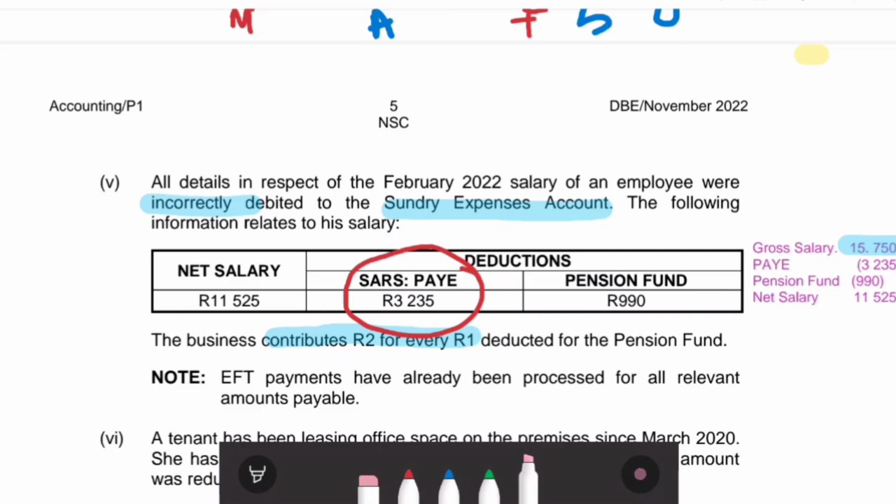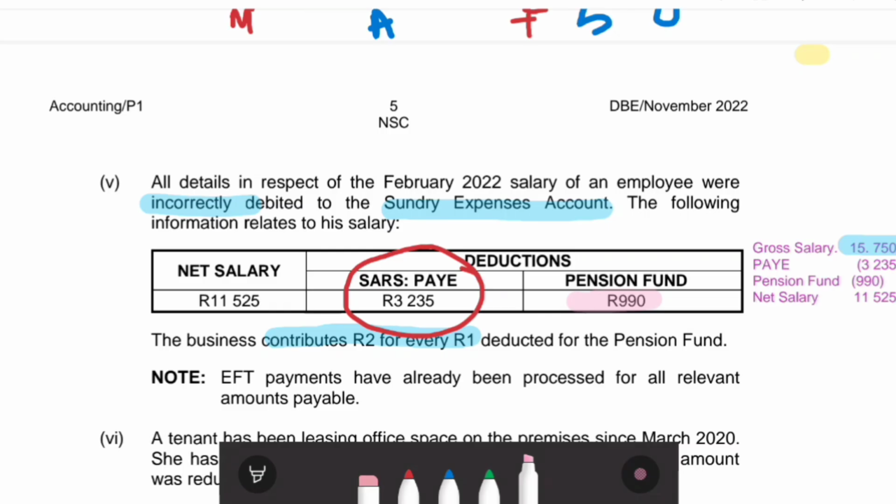What this means is that the 990, remember, this is the employee's contribution to his own pension fund. He earns 15,750. He takes 990 of that salary to pay for his pension fund. Employer contributes 2 rands for every 1 rand that the employee contributes. This means that if the employee contributes 1 rand to pension fund, the employer will contribute 2 rand. If the employee contributes 100 rand towards pension fund, the employer will contribute 200 rands.